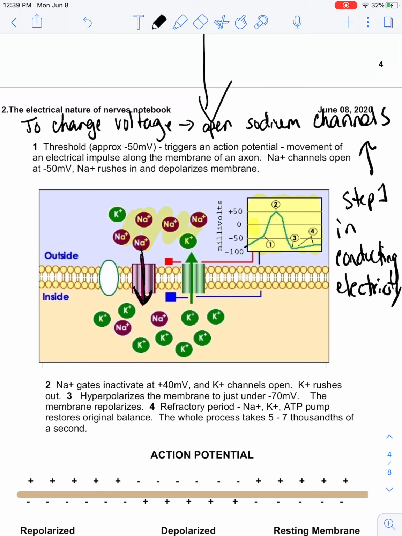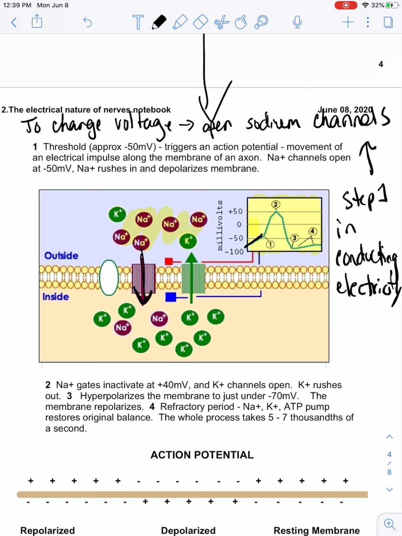And as soon as positive charge starts flowing in, the charge overall on the inside becomes less negative. So if you look at this little graph here, as the sodium starts to flow in, because it could be light that caused it, it could be touch, it could be pain, it could be pressure, something is opening the sodium channels. And as soon as those sodium channels start to open, the negative charge becomes less, okay, becomes more positive. So we see the voltage moving upward here.